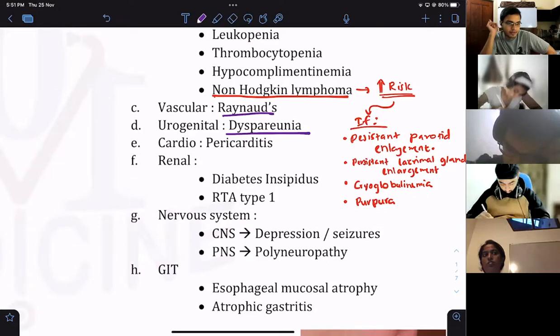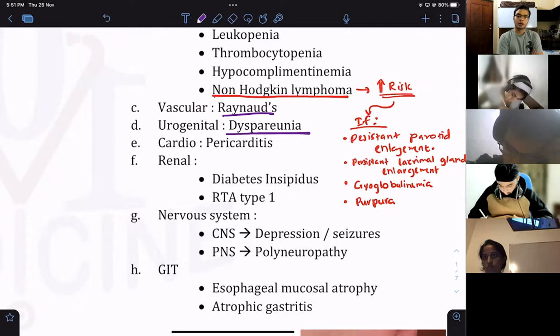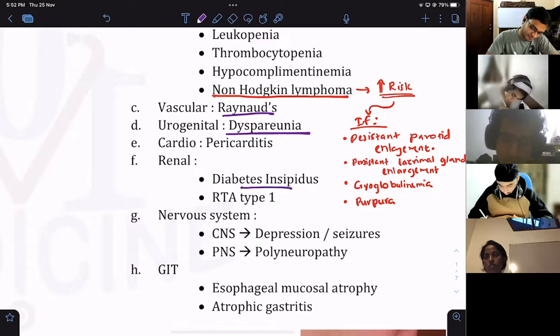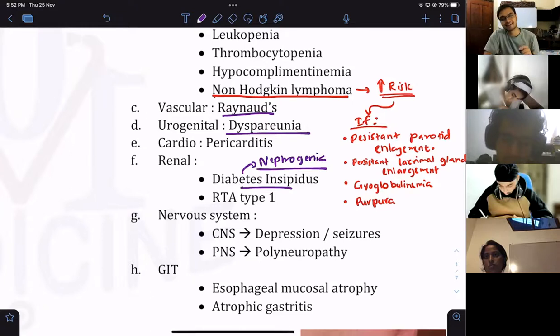Renal, look at this. Now, what are we saying here? The autoimmune attack can be systemic. It can go to various organs and cause damage. Like that, when it goes to the renal system and causes damage there, it can cause diabetes insipidus. Now tell me this, what type of diabetes insipidus do we get with Sjogren's? Nephrogenic. Excellent. Why is it not cranial? Because there's no problem with the secretion of ADH. Excellent answer.